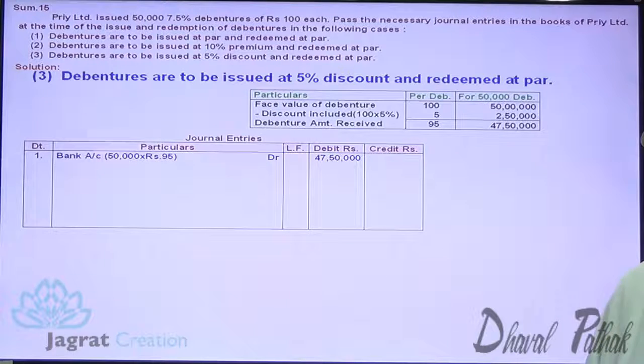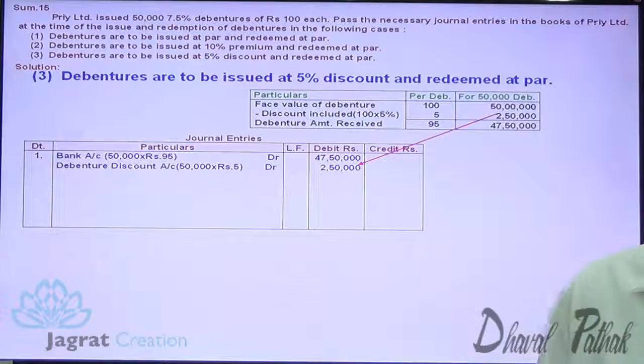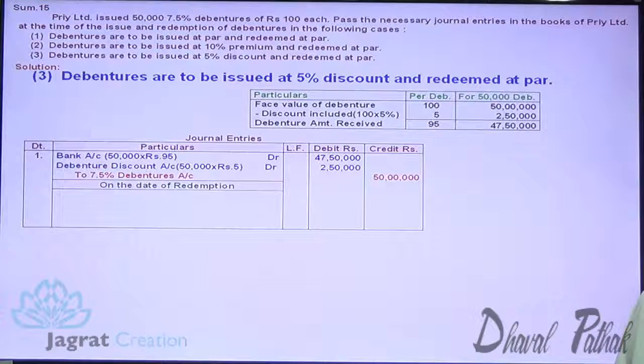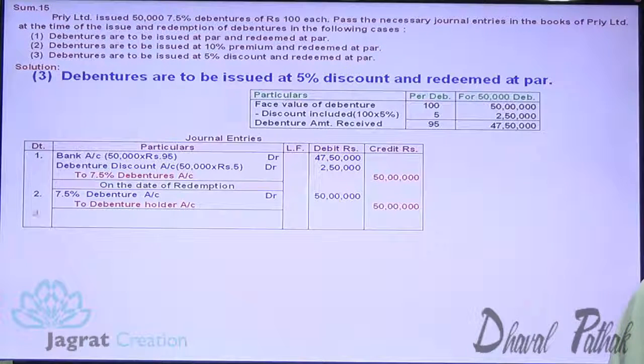Now I write the entry for issue of debentures. Bank account debit 47,50,000, debenture discount account debit 2,50,000, to debentures account credit 50 lakhs. On redemption, debentures account debit to debenture holders account, debenture holders account debit to bank account.